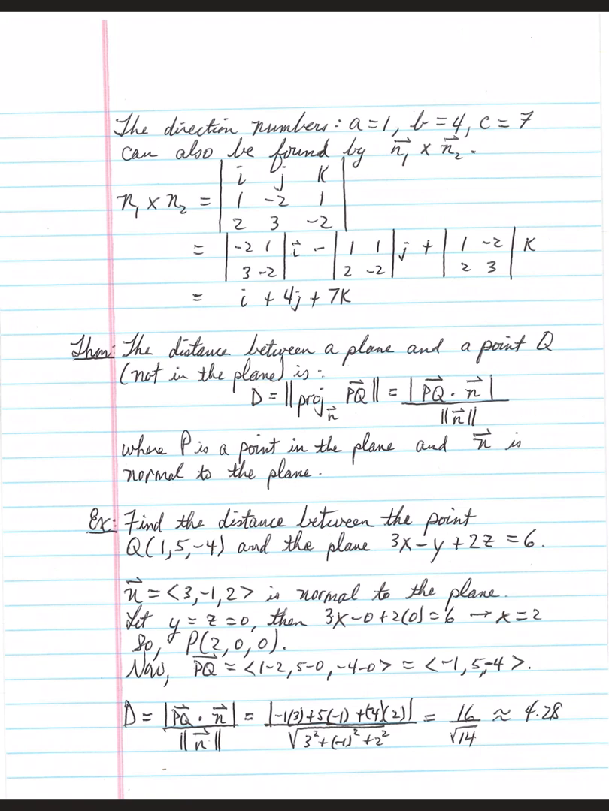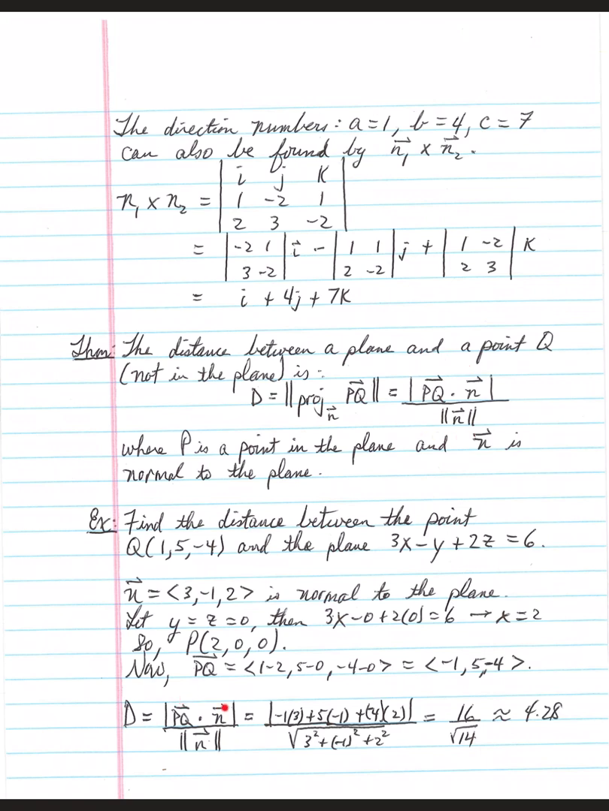All right, so remember, your directed line segment is terminal minus initial, 1 minus 2, negative 1. 5 minus 0, that's 5. Negative 4 minus 0 is negative 4. Now that we've got the directed line segment from a point in the plane to a point not on the plane, we're going to carry through with our distance formula.